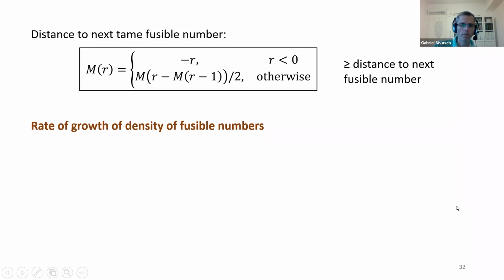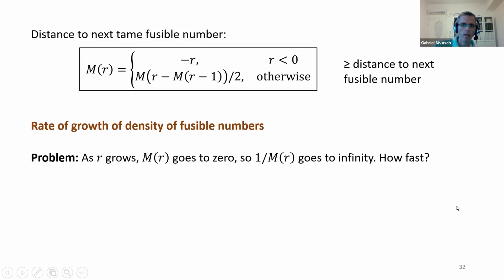So now let's talk about the rate of growth of the density of Fusible numbers, because Fusible numbers get more and more dense as you go up, as you saw in the pictures. And the question is, how fast do they get more and more dense? So as R grows, let's talk about, let's say, just the tame Fusible numbers. As R grows, M of R goes to 0, so 1 over M of R goes to infinity. So how fast does this function go to infinity? And the answer is very fast.